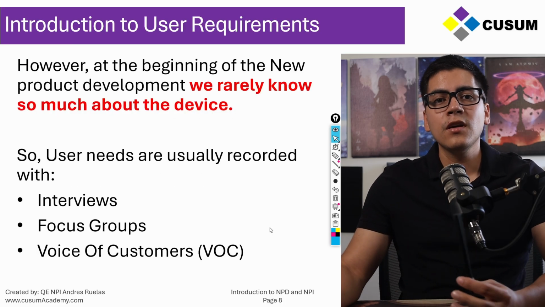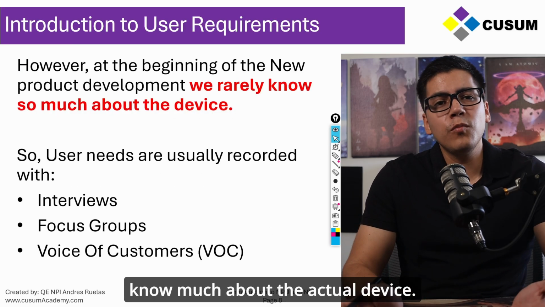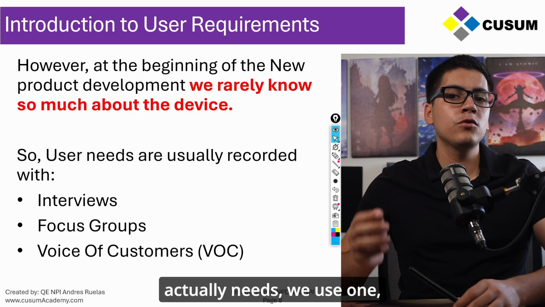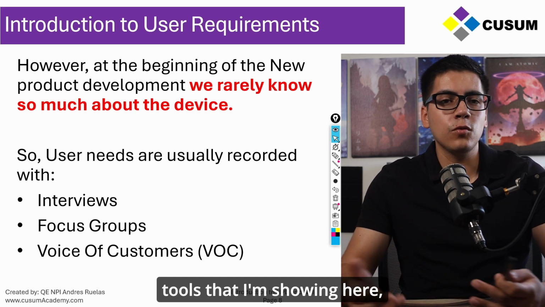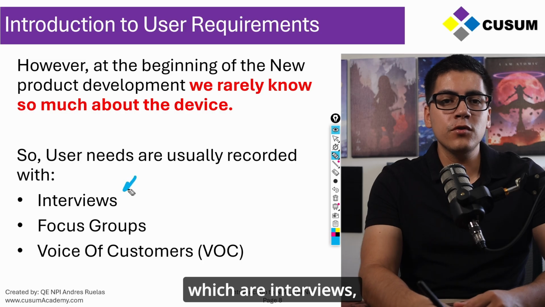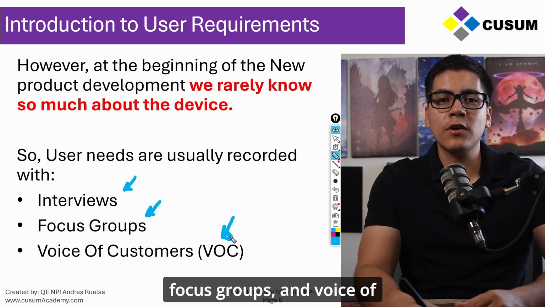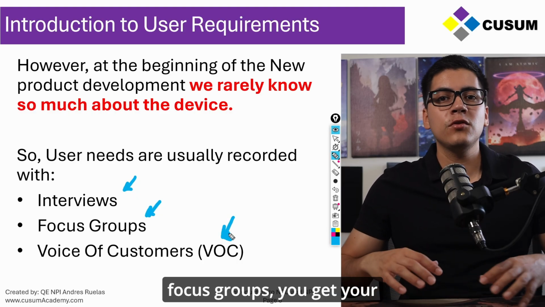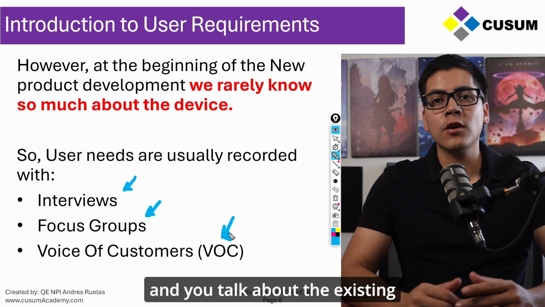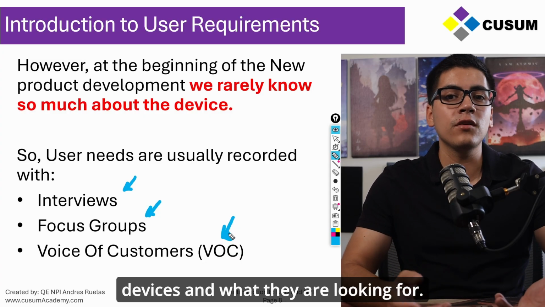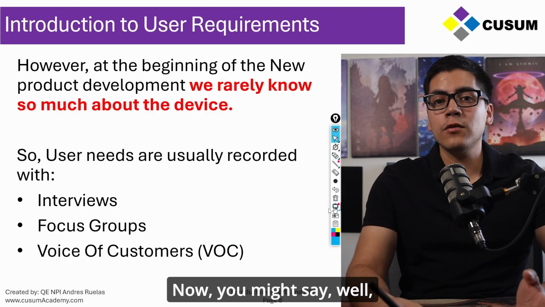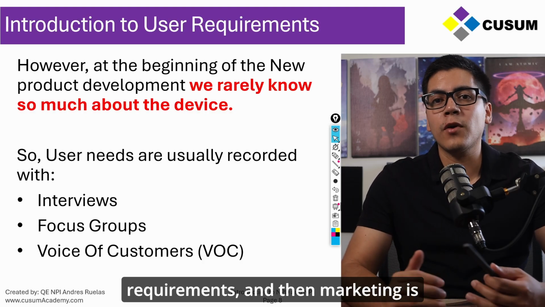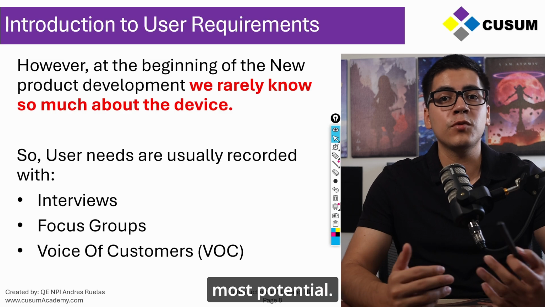Now, at the beginning, we really don't know much about the actual device. So to learn what my user actually needs, we use one or most of the time all 3 tools that I'm showing here, which are interviews, focus groups, and voice of customer requirements. Usually you start with a couple of interviews and a couple of focus groups, you get your subject matter experts in a room, and you talk about the existing devices and what they are looking for. You might say, well, they're talking about many different devices. Yes, we're going to categorize the requirements, and then marketing is going to decide which one has the most potential.